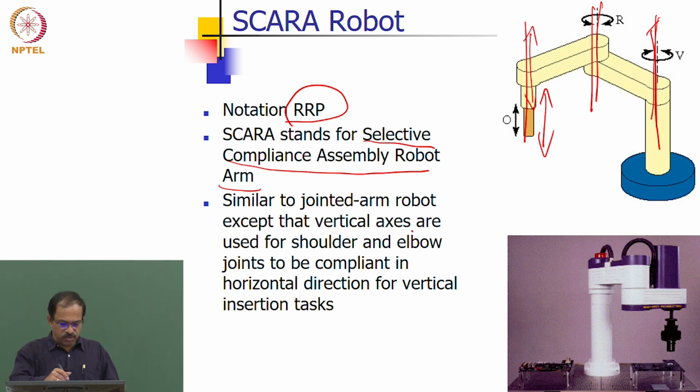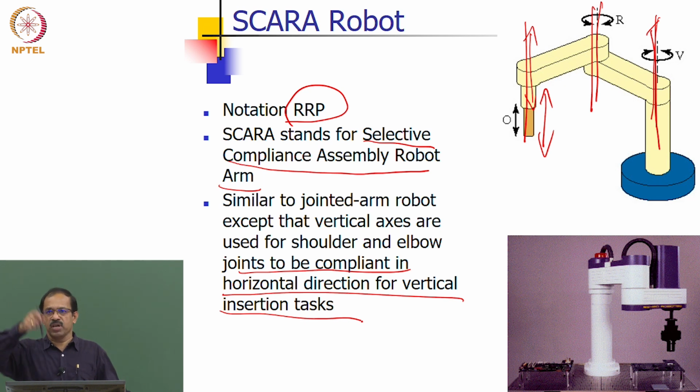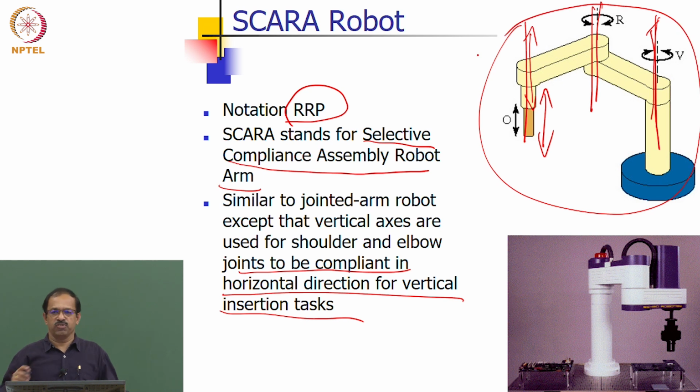Vertical axes are used for the shoulder and elbow joints to be compliant, just to be compliant in the horizontal direction for a vertical insertion task. So you are getting compliance in the horizontal direction because all the joints are vertical, and that is the advantage of going for this configuration of robots. Other than that, it is like a normal RRP robot. The only difference is that all the axes are in vertical direction.